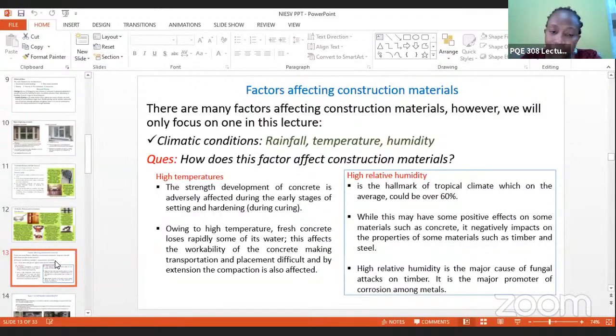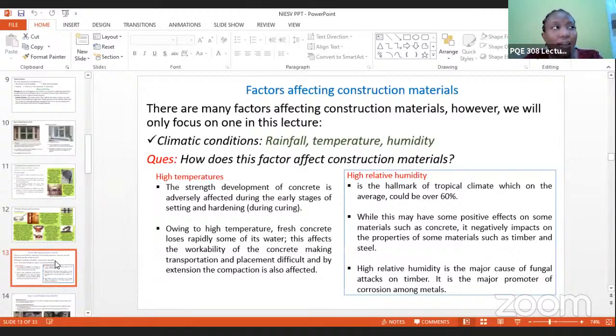For high temperature, the strength development of concrete is adversely affected during the early stage of setting and hardening. When there's high temperature and you are mixing your concrete, it tends to quickly remove water from the concrete you are mixing, and therefore it can affect the workability of your concrete, because the temperature is high compared to when the temperature is not that high.